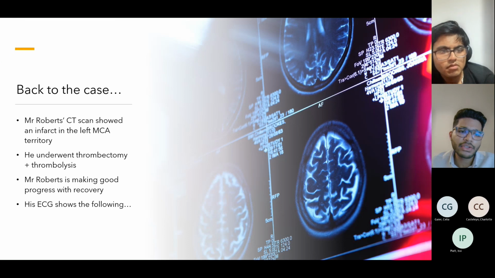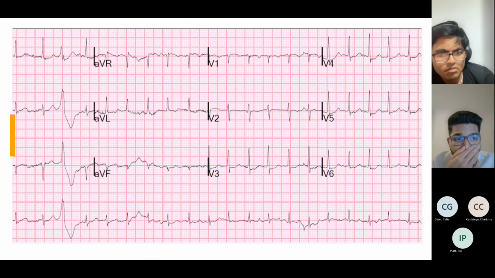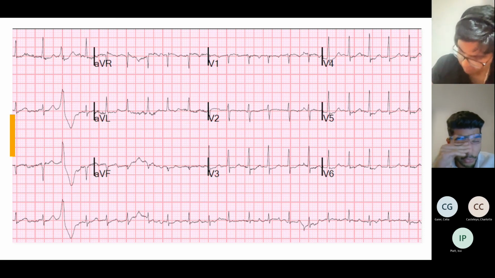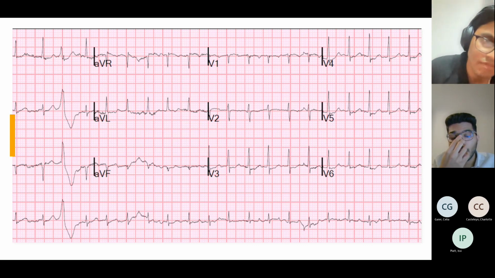And then just to finish up, we'll go back to our case. So Mr. Roberts, a CT scan showed an infarct in the left MCA, as he had both a thrombectomy and a thrombolysis because he came quickly, and he's making really good progress. But he has an ECG, and it shows this. So what's going on in his ECG? I didn't want you to present it fully, just what's the standout anomaly?